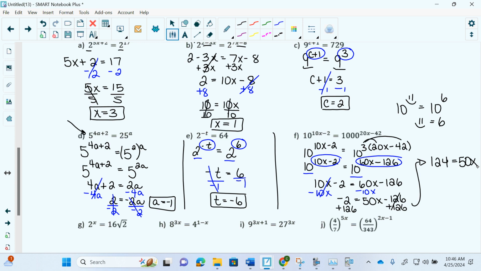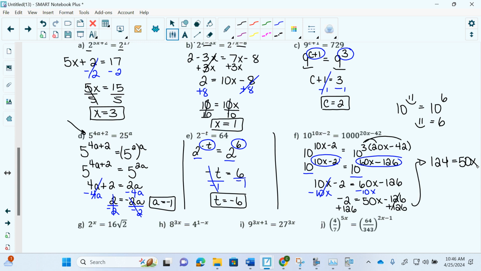I just have a question about the earlier one, shouldn't it be 6 instead of negative 6? You're going to put negative 6 into the t in 2 to the negative t. So it's going to be 2 to the negative negative 6, which is 6. Yeah.